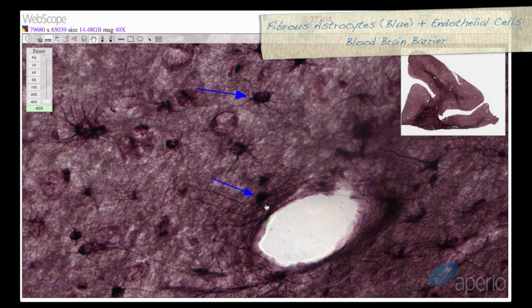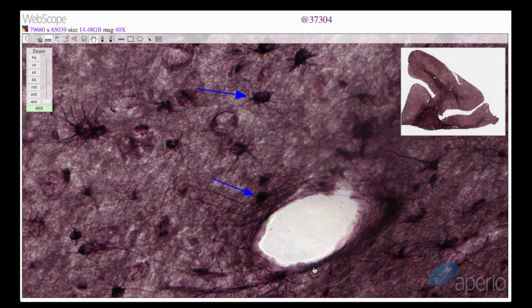Fibrous astrocytes contain long processes that extend towards blood vessels. Astrocytic processes form an astrocyte-endothelial cell interaction, which induces the endothelial cells to form the blood-brain barrier.